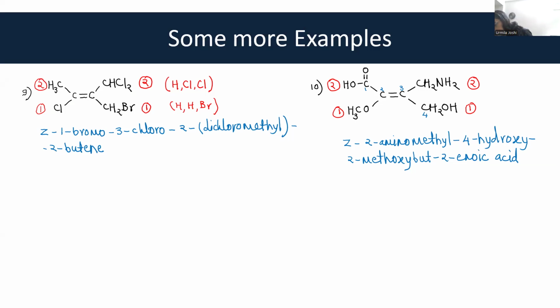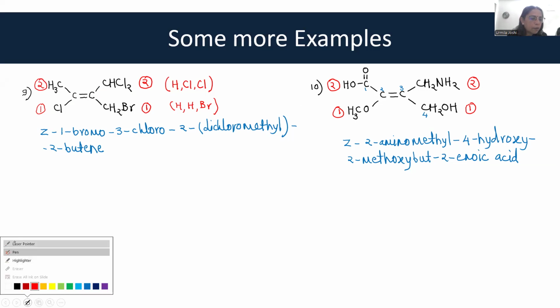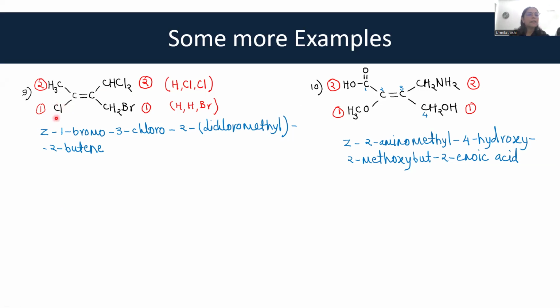In the first example, on the left-hand side, the logic is clear. That is, let me take the laser pointer. See, this is chloro, this is carbon. Chlorine has higher atomic number, and so this gets priority over carbon.